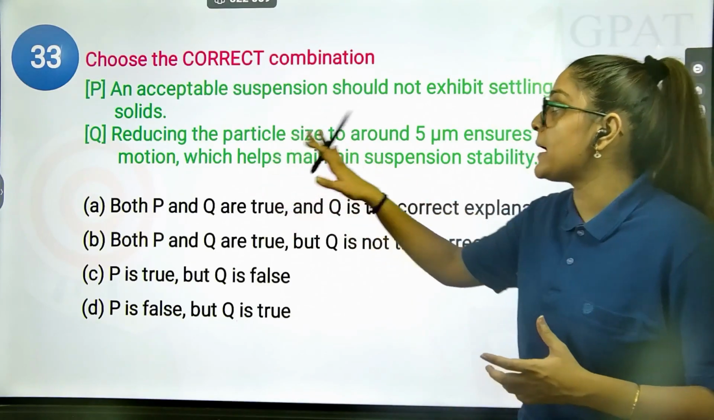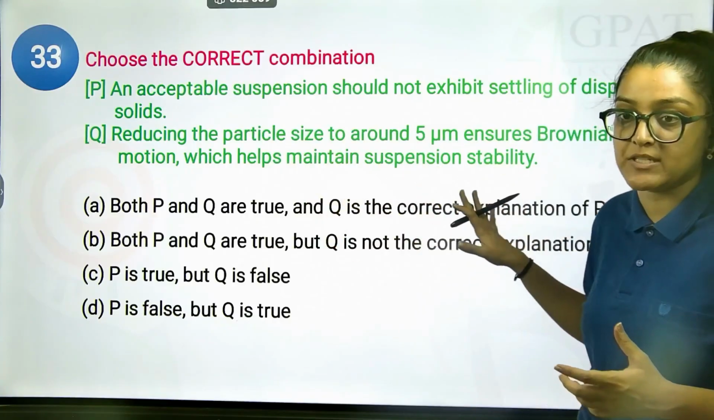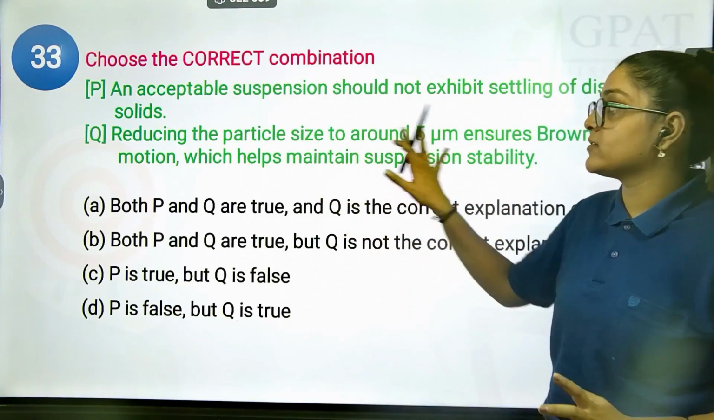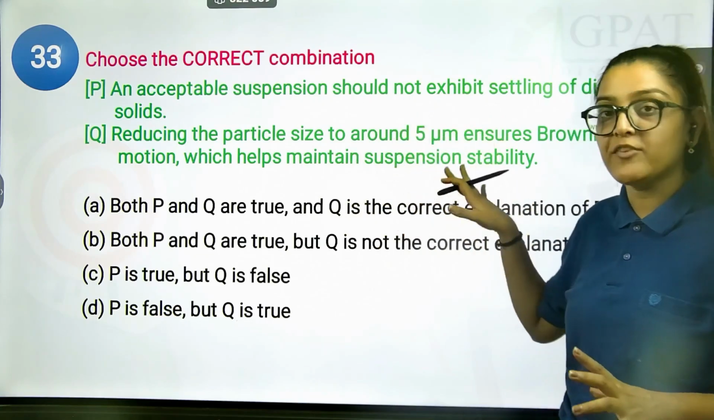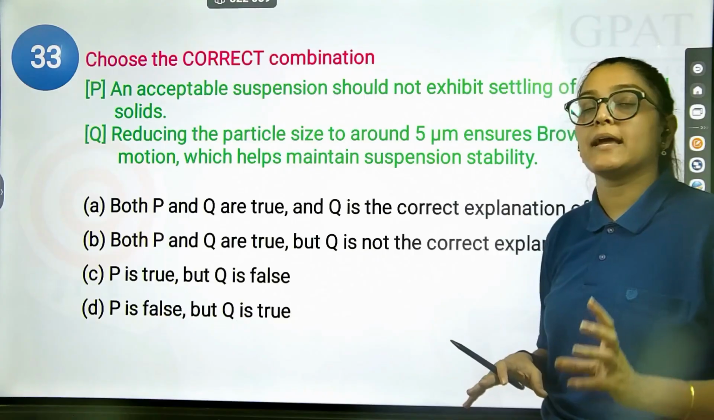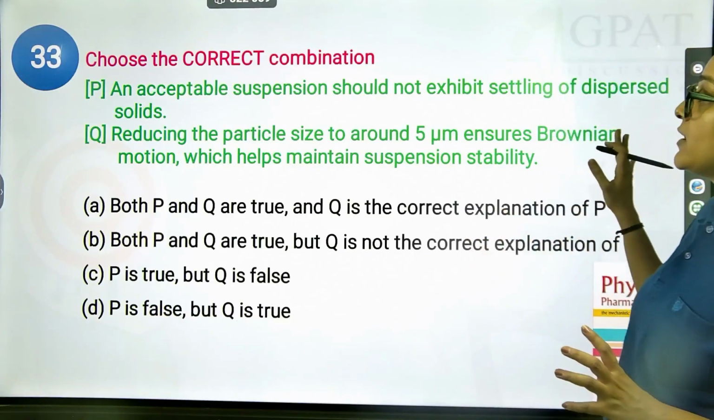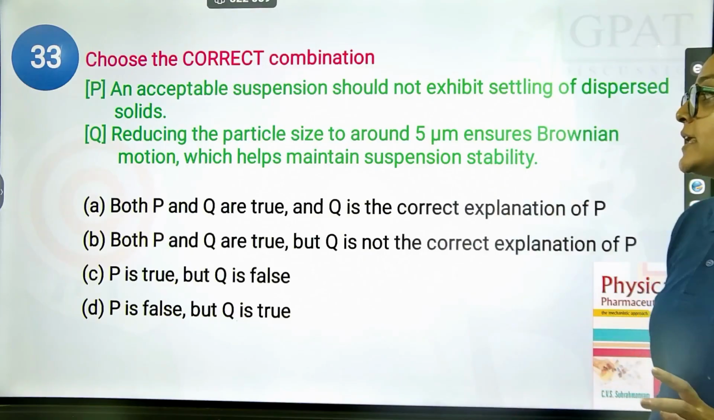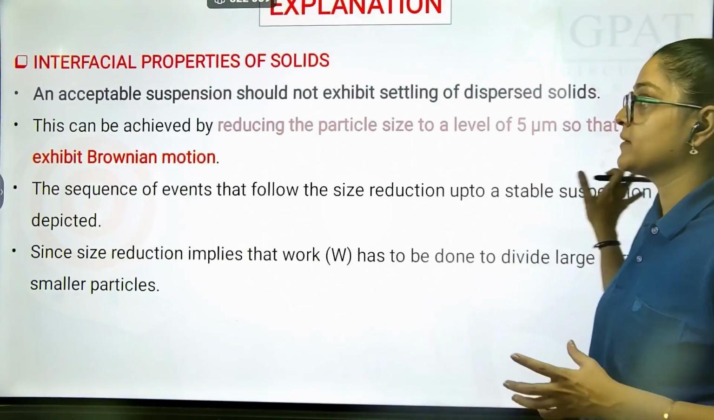Then reducing the particle size ensures Brownian motion, which helps to maintain the suspension stability. Both the statements here, there are two different statements, both make logic. Yes, around 5 micrometer we have seen Brownian motion is shown, but if you reduce the particle size, then it is quite evident that the stability will be much more improved and it will not lead to the settling of the particle in the dispersion. So both the statements are actually correct.